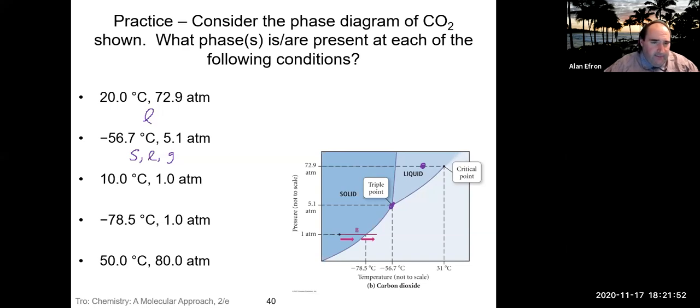If we go to 10 degrees Celsius, my picture is really small here, and 1 atmosphere, which is like here. So 1 atmosphere until about 10 would put us somewhere around in that ballpark. And that means we should be in the gas phase at that point. Remember that that's solid, liquid, and obviously over here is gas. Minus 78.5 and 1 atmosphere. So 1 atmosphere and minus 78.5 is right here, I think. So I think that's right on that line.